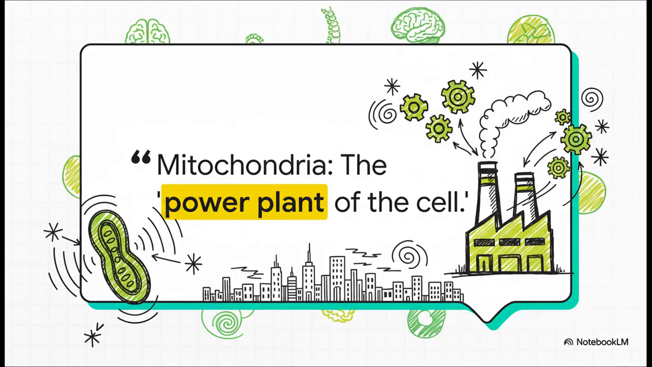I'm sure you remember this one from biology class, right? The mitochondria is the powerhouse of the cell. And it's true. These are the power plants. They take the food we eat and turn it into a high-energy molecule called ATP. And ATP is basically the energy currency of the body. It pays for literally everything you do.